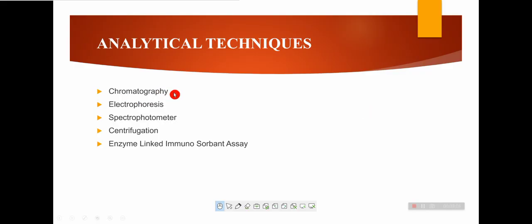So here are some of the analytical techniques that are widely used in the diagnostic laboratory. So let's have a look. First one is chromatography, second one is electrophoresis, third one is the spectrophotometer, fourth one is centrifugation and the last one is the enzyme linked immunosorbent assay, which is called ELISA.